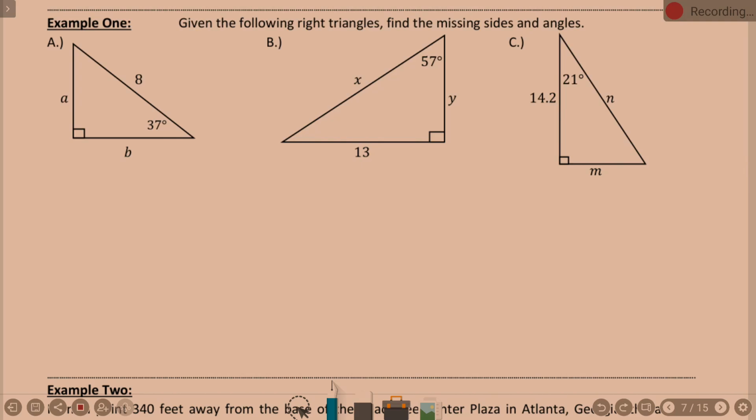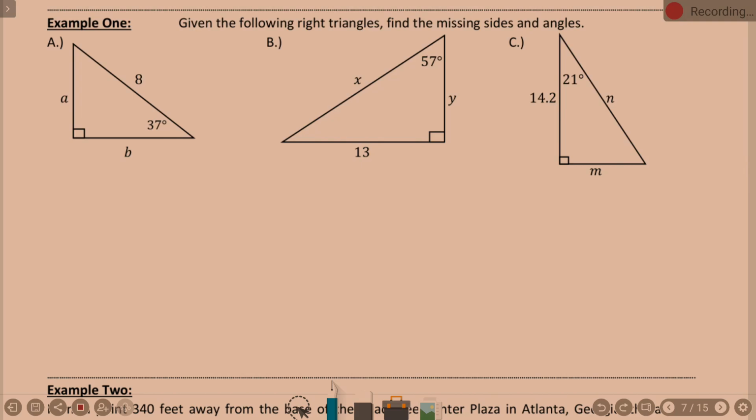Any thoughts of where to begin to find missing sides and angles? Which one do we want to start with? The angles or the sides? Technically, it doesn't matter. Angles are probably easiest. So angle, you just add 90 and 37, 127. And then the third angle has to make it 180. So all 3 have 180. So it'd be 53. Okay.